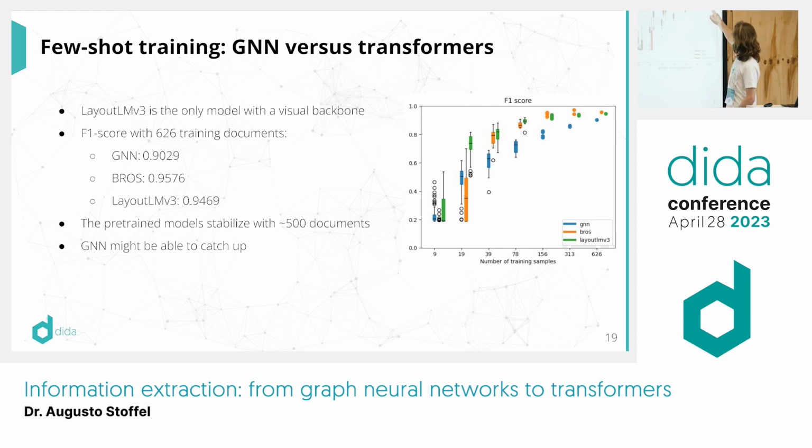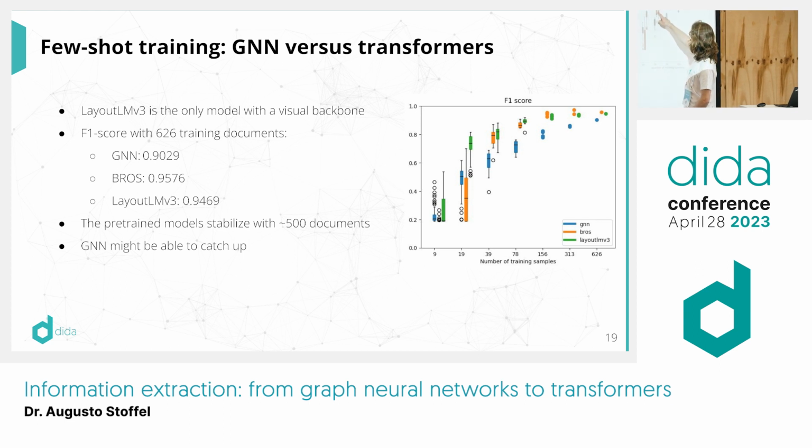And in fact, I think I see a trend here where probably this model didn't really stabilize. It would benefit from more training data. The other ones seem to already be pretty stable when you get to 500 documents. And the other interesting thing is that LayoutLM really does a very good job to learn fast, right? It has the steepest curve here.